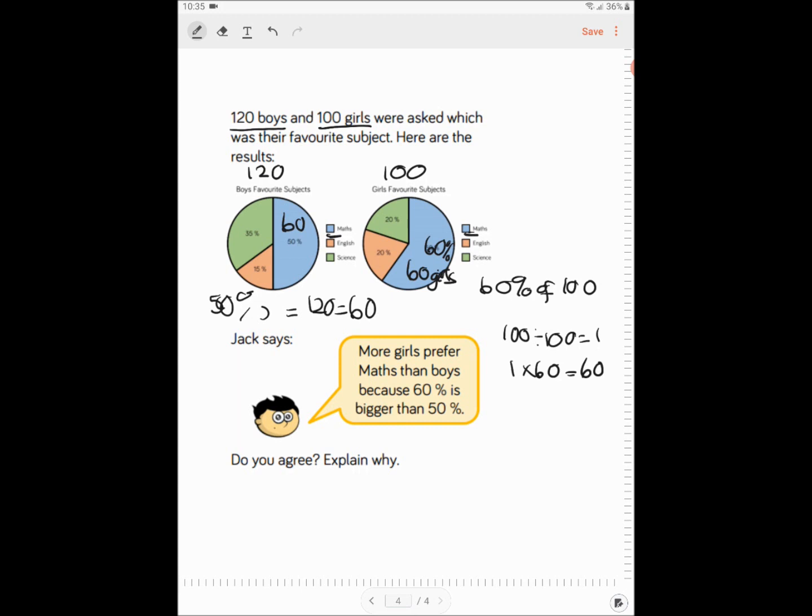That's why this type of question is important. It's really, really important that you get this idea that it's the number of people who are involved in the survey that makes the difference to the responses at the end. Now I want you to have a go at the questions on the sheet that has been provided.